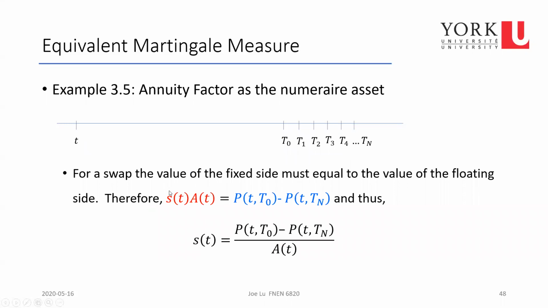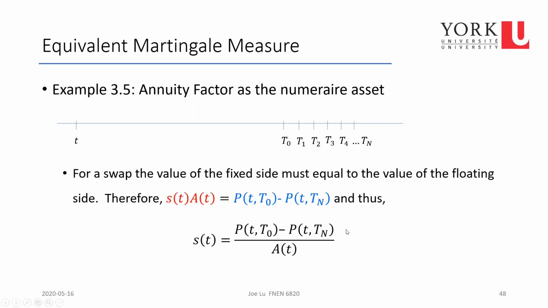Now, we have an expression that S(t), the forward swap rate, times the annuity factor is equal to this difference between the two discount factors, or the prices of two zero coupon bonds. With this, you can express your forward swap rate as a ratio between this difference and the annuity. That's why the annuity factor is called the numerator asset. So the denominator is this annuity here.